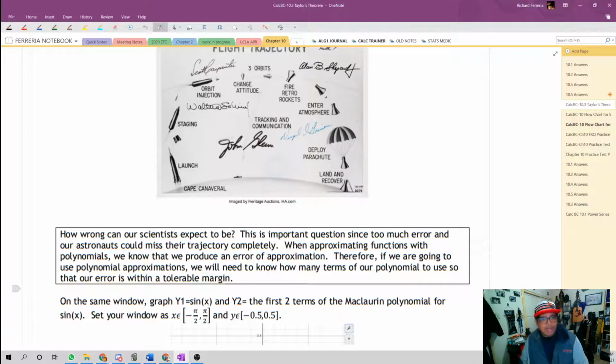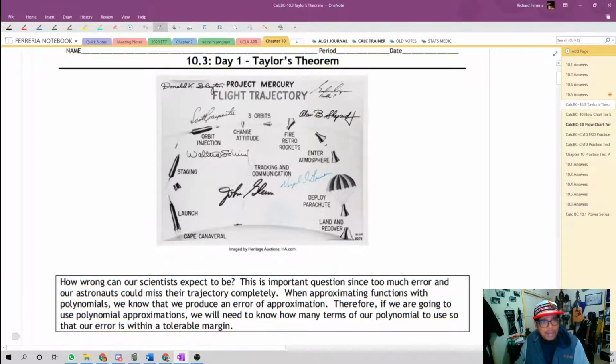So how wrong can our scientists expect to be? This is an important question, since with too much error our astronauts could miss the trajectory completely, assuming that the trajectory is being calculated using a polynomial. And when approximating functions with polynomials, we know that we produce an error of approximation, an error associated with that approximation. So if we're going to use a polynomial approximation, we need to go into it being aware of what kind of errors we're getting and ensuring that our errors are within a tolerable margin.